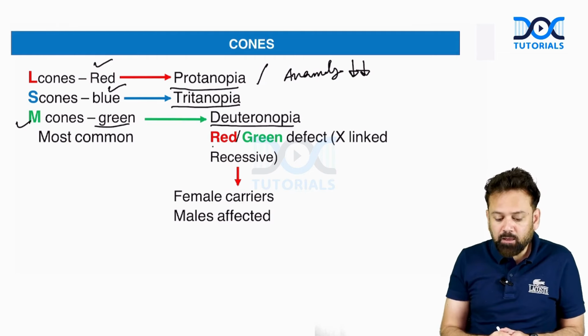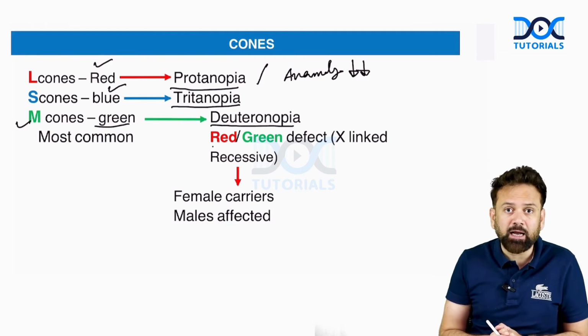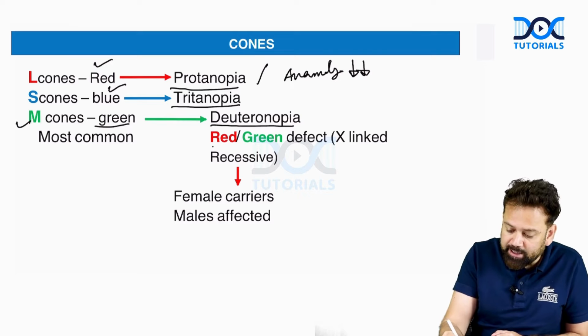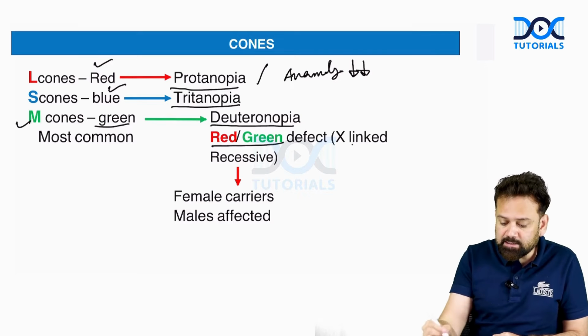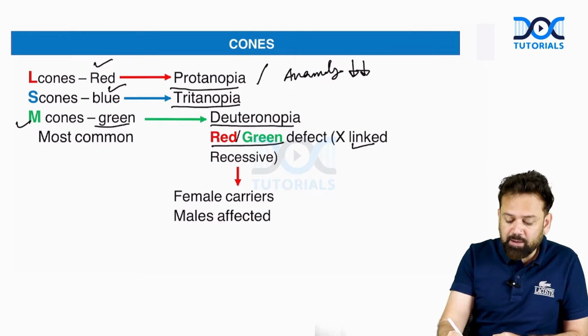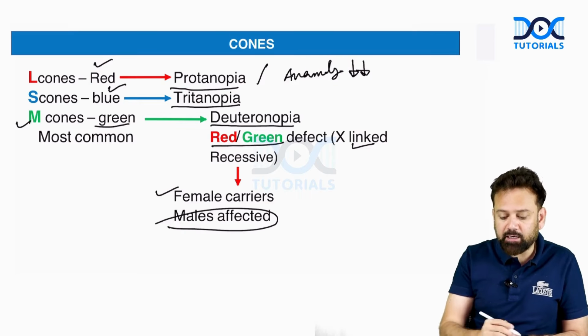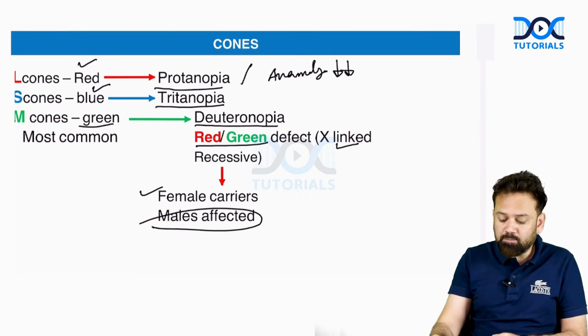Decrease, anomaly. But which is the most common color blindness? Red, blue, green, or what? Answer is not blue, but only red-green defect. And this defect is X-linked recessive. Females are only carriers. They will carry it, and males are affected. That is why males have color blindness.